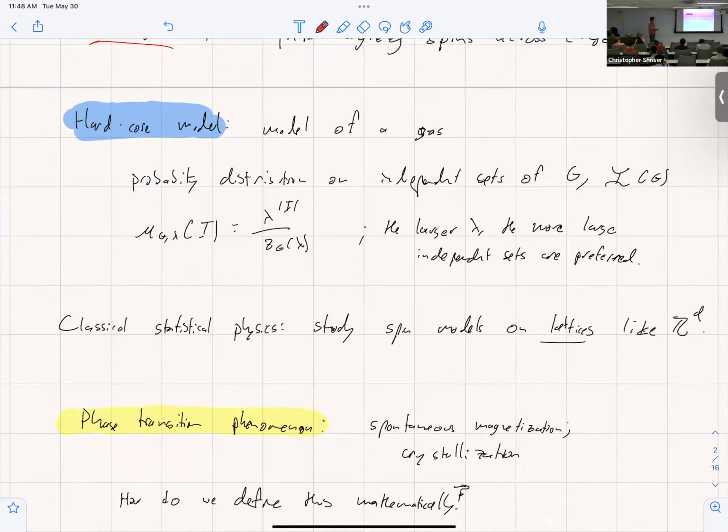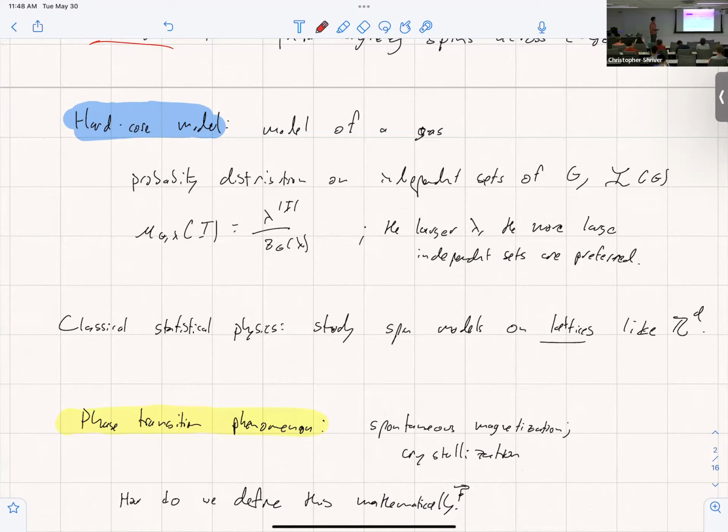The second model I want to focus on in this talk is the hardcore model. This is a toy model of a gas. It's somehow a discrete version of something you'll hear about later in the week, the hard sphere model in Euclidean space. But what is this? It's a probability distribution on independent sets of a graph, that is, sets of vertices that induce no edge.